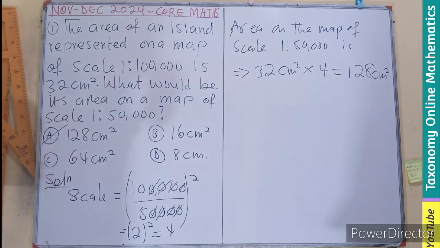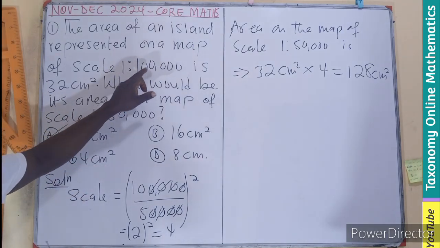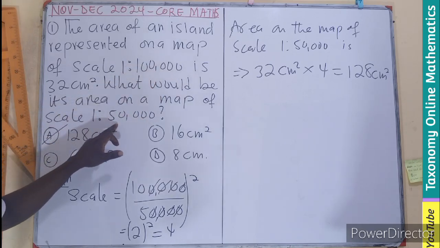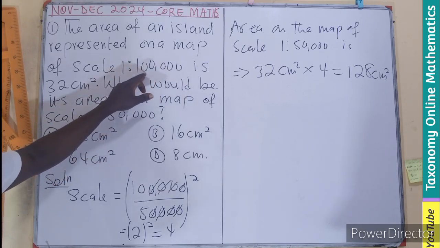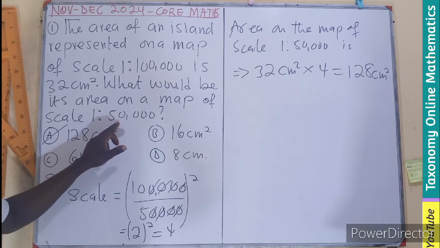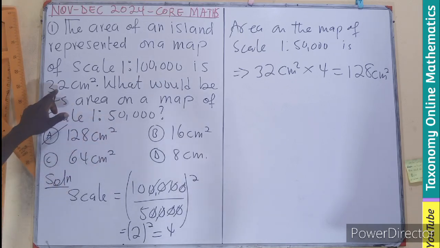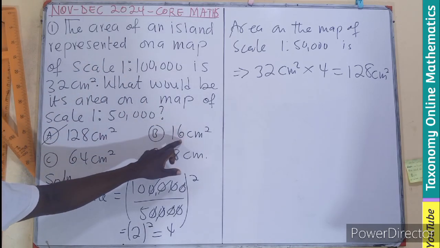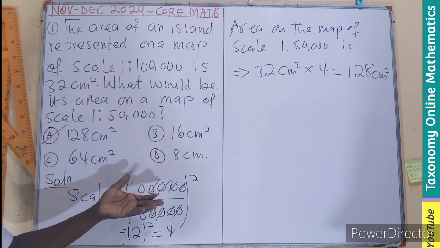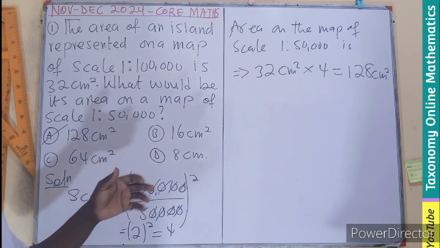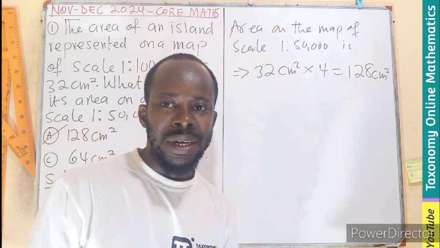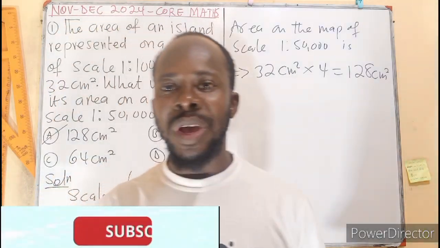Now, if you look at the question, 1 is to 100,000, 1 is to 50,000. You might be thinking that as this is reduced to half, the value of 32 will also be reduced to half. So this will be your first option if you are not to calculate. You'll be thinking about that. But this is a scale drawing, so the answer is supposed to be 128 centimeters squared.